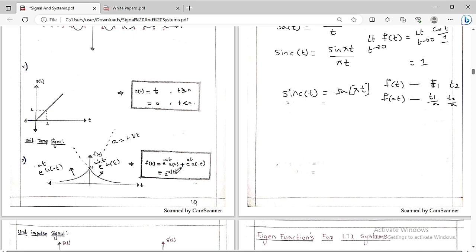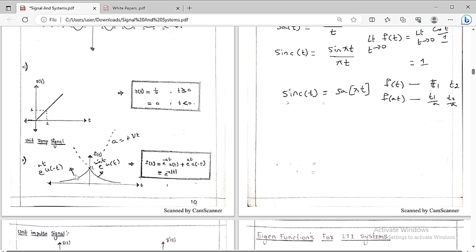So listen carefully. If t is positive, we are going to get e to the power of minus at, because mod t is also positive. Suppose t is negative, then mod t is nothing but minus t, so e to the power of minus a into minus t, the minus will become positive. So e to the power of at. This is what I am trying to tell you.